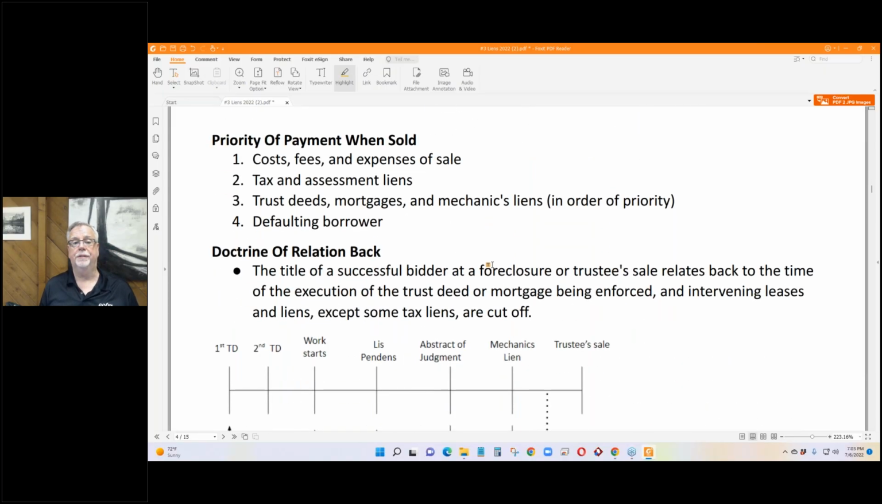Priority of payments: they pay the costs, they pay the fees, they pay the expenses, they pay any outstanding taxes, they pay trust deeds, mortgages, mechanics liens, in order of priority, which we're going to get to in a moment. And if there's money left over, well, you've done it wrong if you're the borrower, right? Because if there's money left over, why didn't you sell it in the 4 months that it was in the foreclosure process so that this didn't happen?